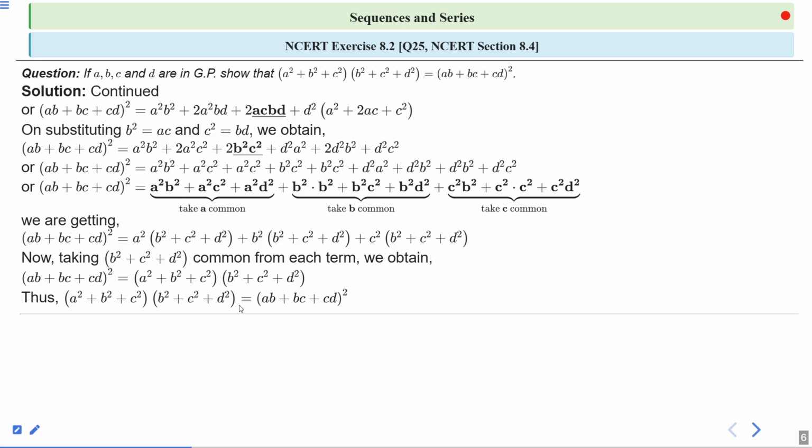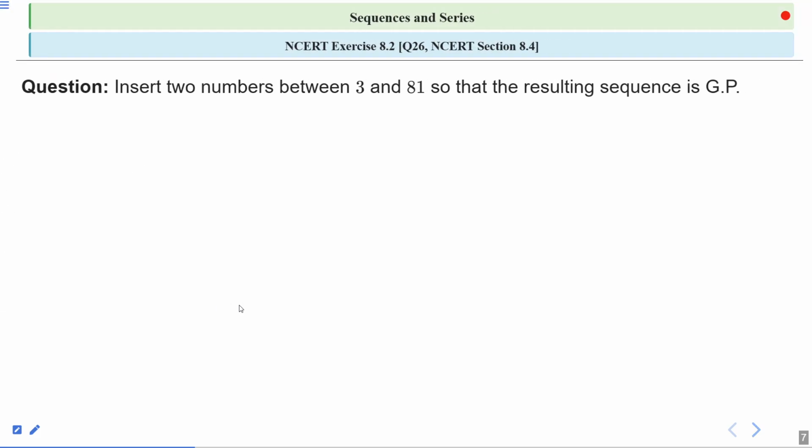Clear? Now move on to the next question. First let us see what information is given, and then what we have to find. In this question we have to insert 2 numbers between 3 and 81 so that the resulting sequence is a GP. Students, first of all try it yourself, and then we will provide the solution.